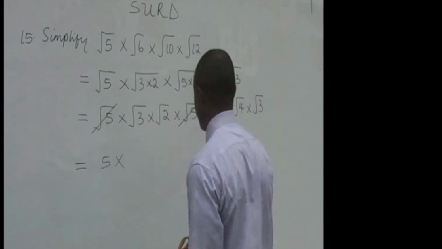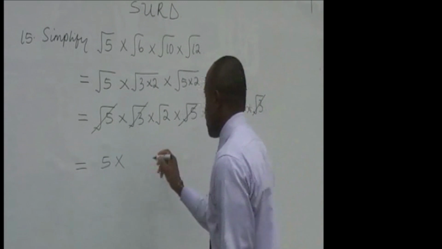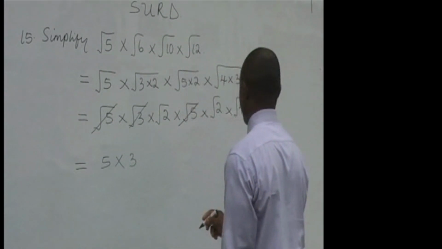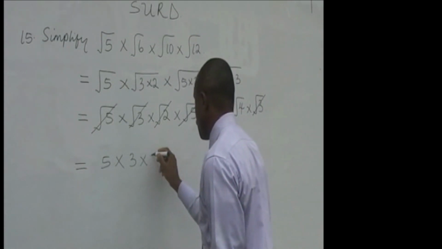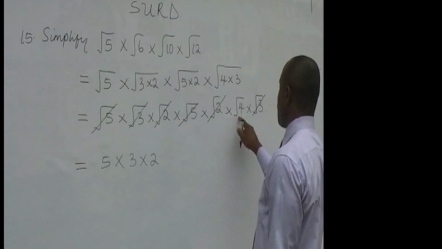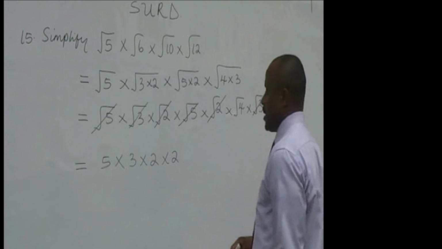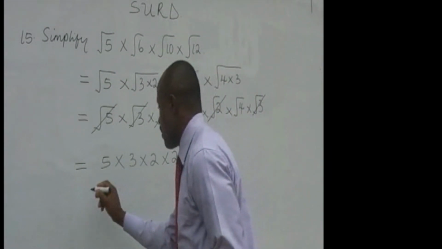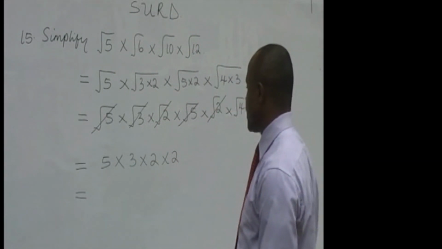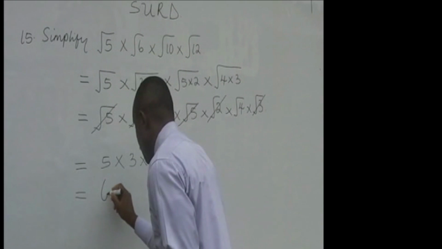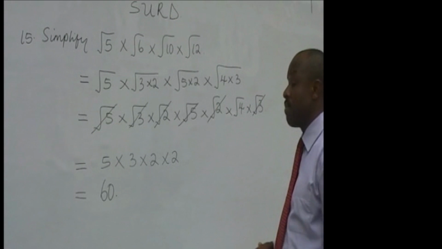times root 3 and root 3. Multiplying themselves, they will give you 3. Now root 2 and root 2 multiplying themselves will give you 2. So remain only root 4, and the square root of 4 is 2. So what I'm going to do now, you're going to multiply out these numbers. 5 times 3 is 15. 15 times 2 is 30. 30 times 2 gives you 60. That means the answer to that question is simply 60.